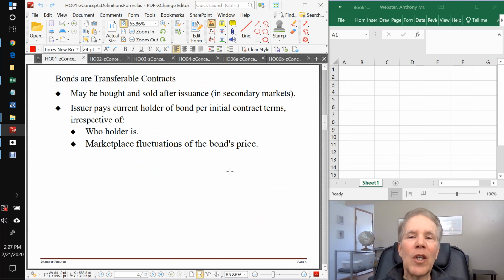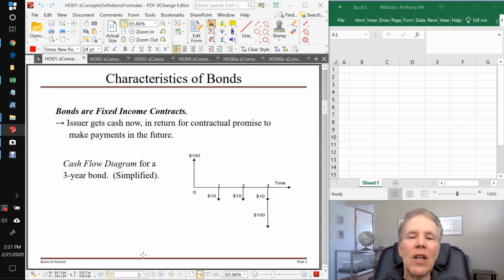Okay, and as we know, bonds are transferable contracts, so the lender has to provide these cash flows to whoever is holding the bond, and it doesn't matter what the bond might be trading for, what price it might be trading at in the marketplace. The issuer of the bond just has to follow the contract no matter what.